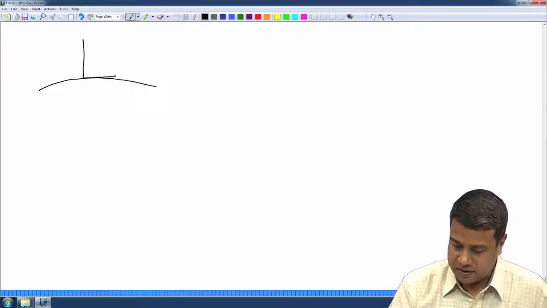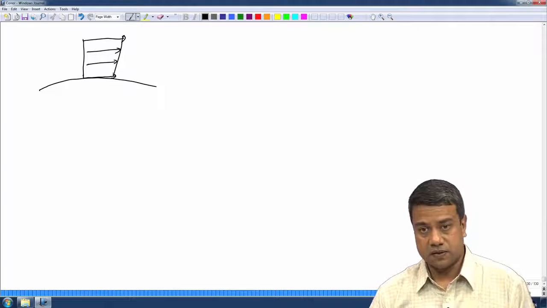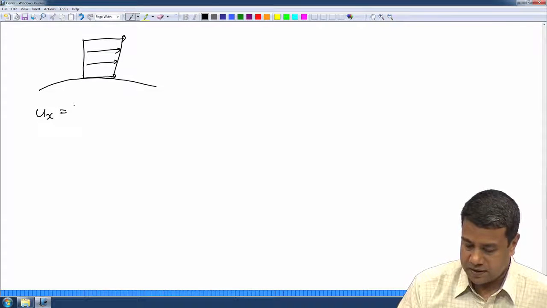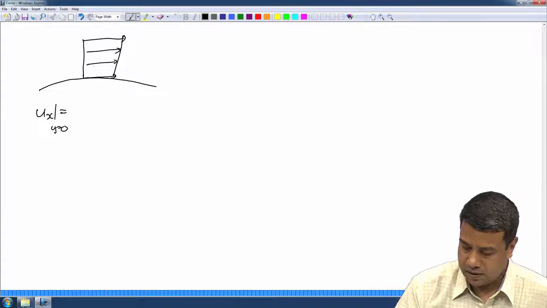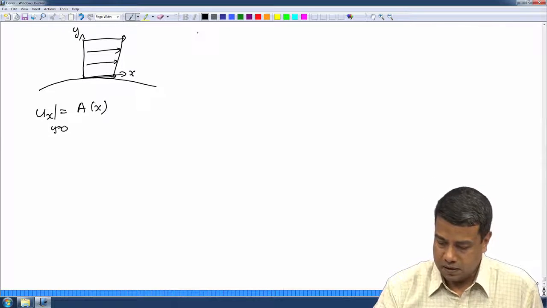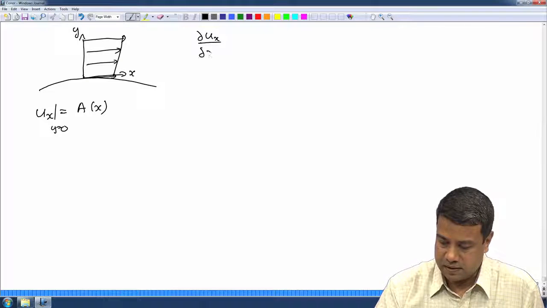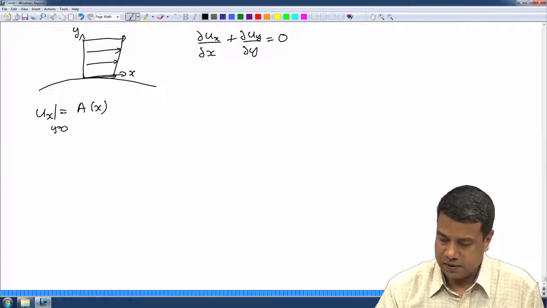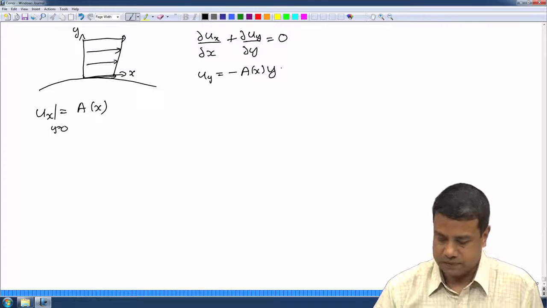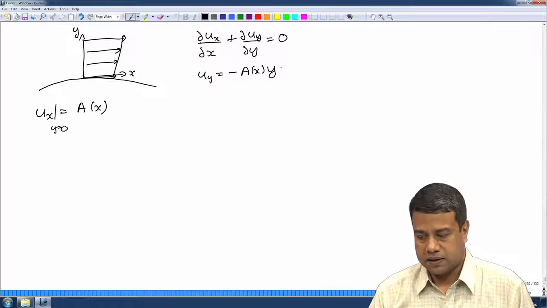In this case, the velocity at the surface is non-zero. There could be a non-zero strain rate, but the velocity at the surface is non-zero, which means that if I have a coordinate system x and y, ux at the surface is equal to some function a of x. And from continuity, u y is equal to minus a of x times y. Just integrating this once.